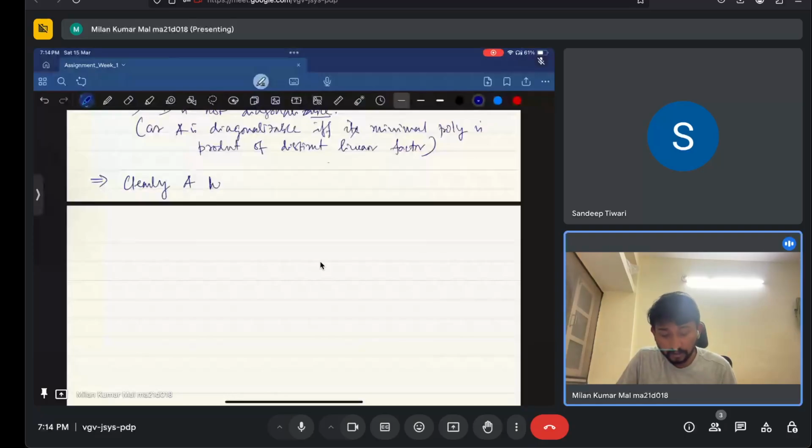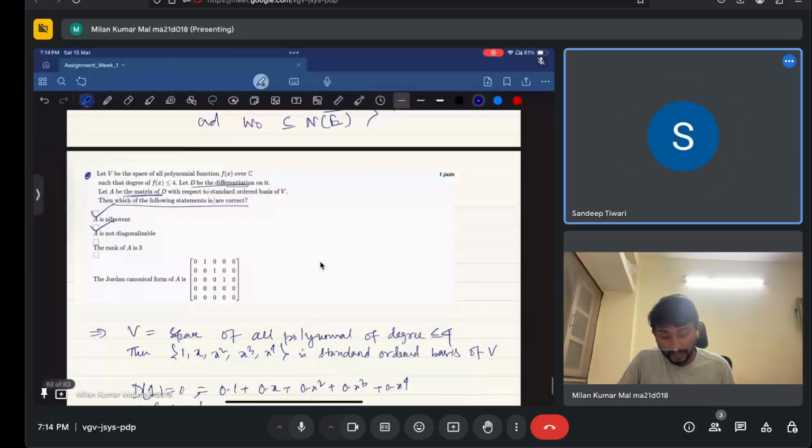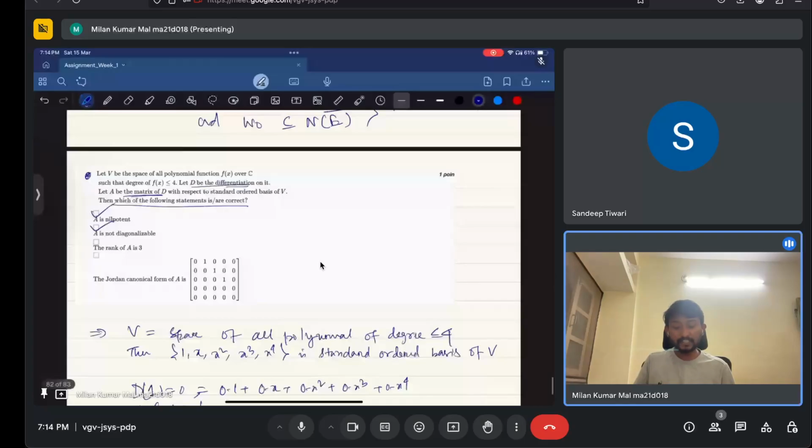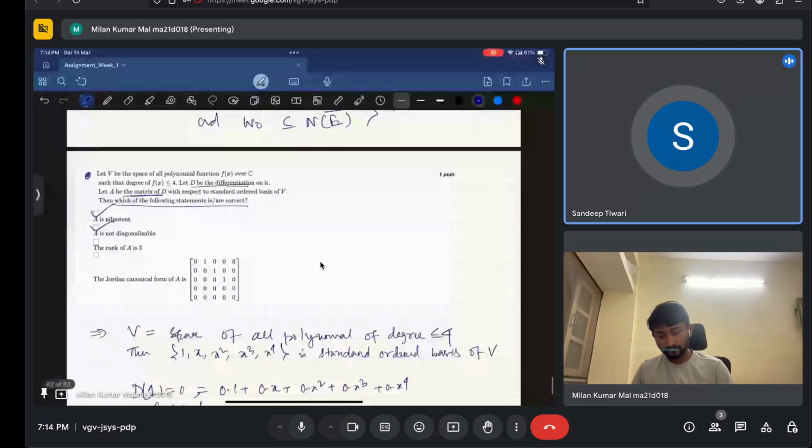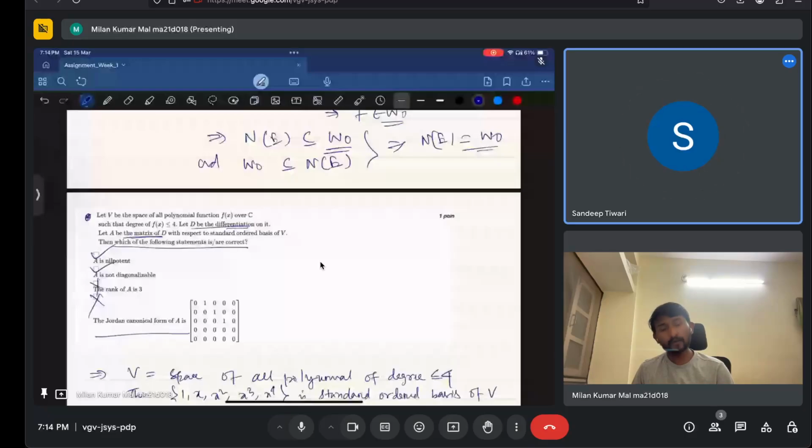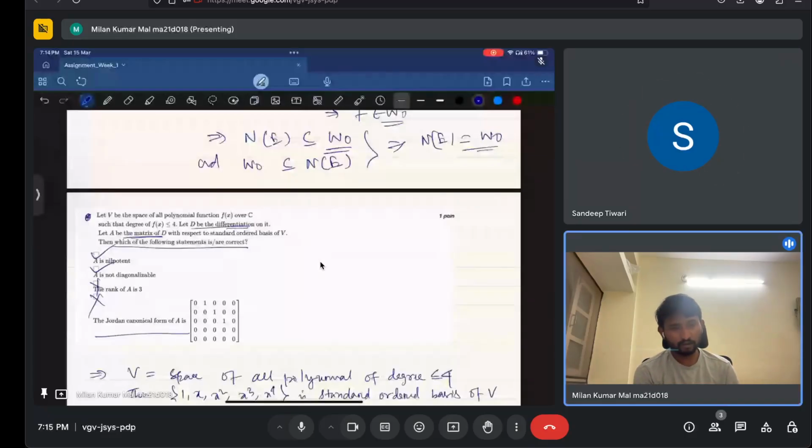The third option says the Jordan canonical form of A is this. This is not true, because the rank is 3. That is false. We don't need to go anywhere else, because if two matrices are similar, then they must have the same rank. But how can we proceed from the minimal polynomial to the Jordan canonical form?